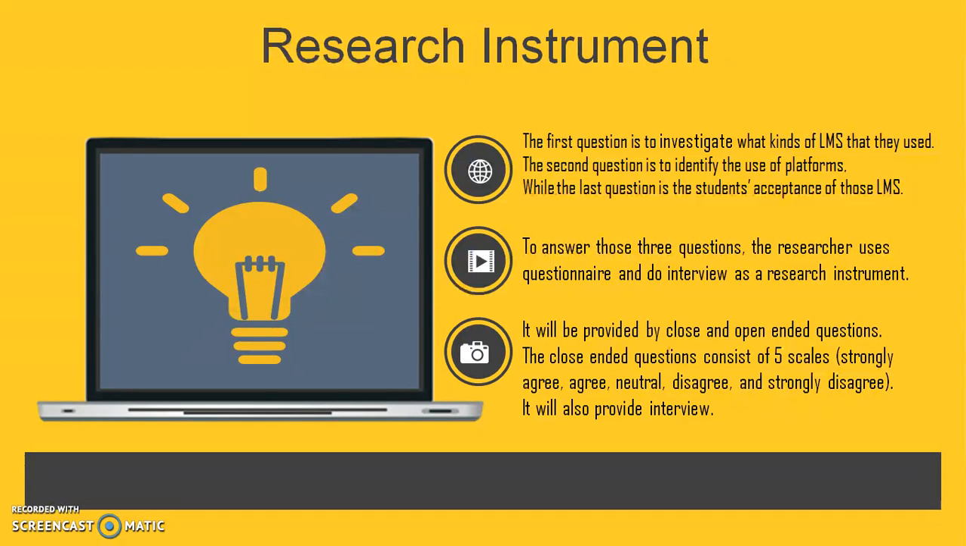We move to the research instrument. The first question is to investigate what kind of LMS they used. The second question is to identify the use of platforms, while the last question is the students' acceptance of those LMS. To answer those three questions, the researcher uses a questionnaire and does interviews as research instruments. It will be provided with closed and open-ended questions for the questionnaire. The closed-ended questions consist of 5 scales: strongly agree, agree, neutral, disagree, and strongly disagree.